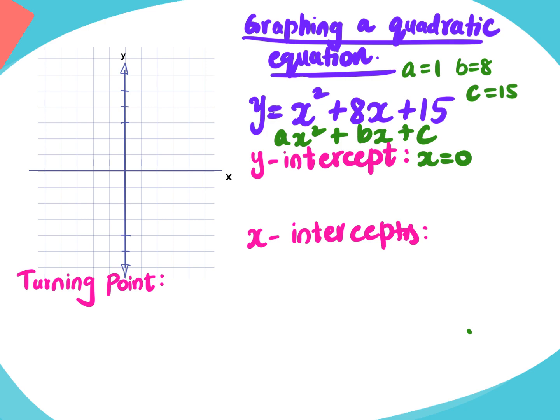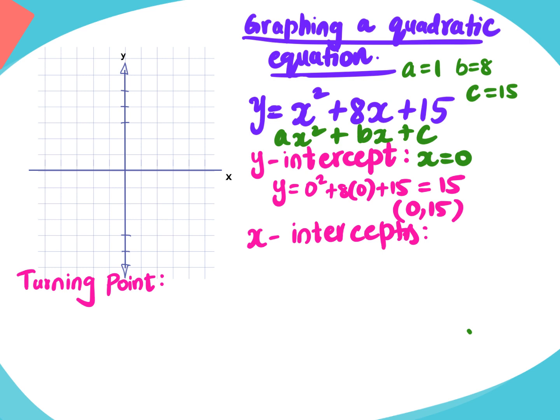I have a student today who had a question about why we should set x to 0. Because when any graph or line is touching the y-axis at that point, if you look straight down, the x value is 0. So that's why, remember, for y-intercept, x is always set to 0. So 0 squared plus 8 times 0 plus 15 results in 15. Therefore, your y-intercept is (0, 15).